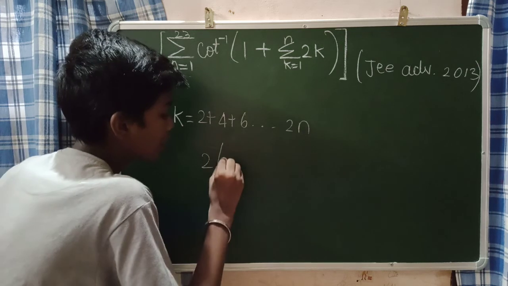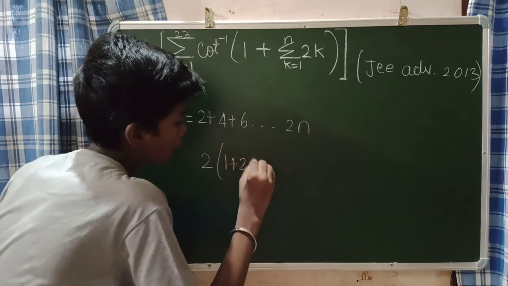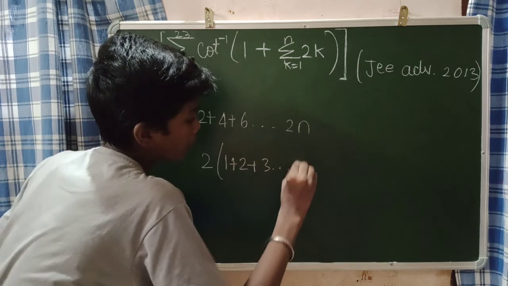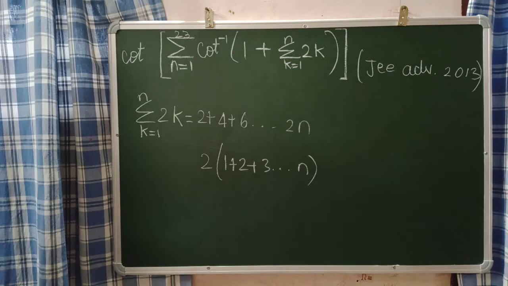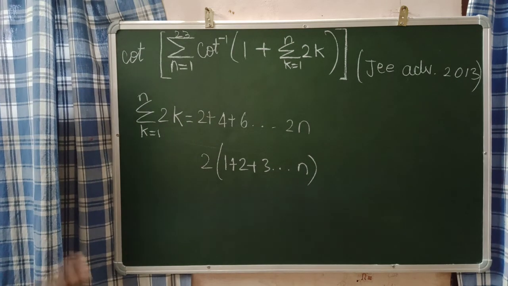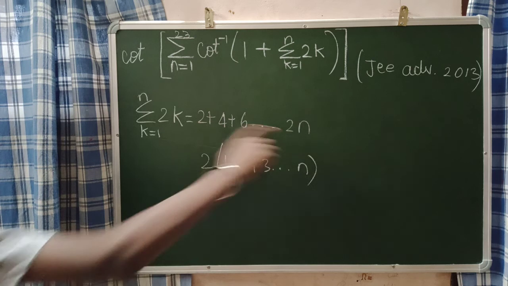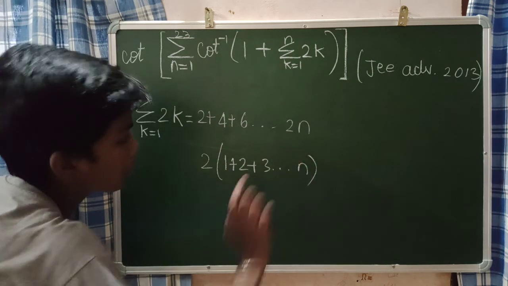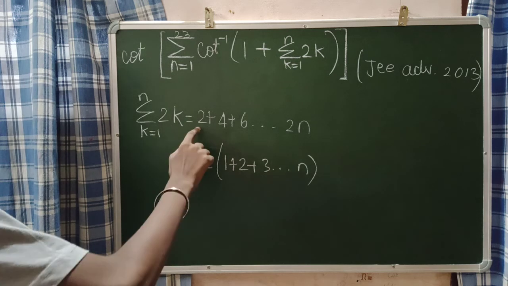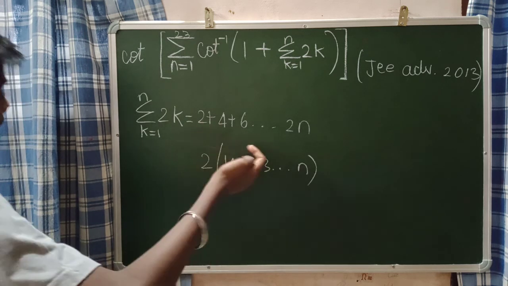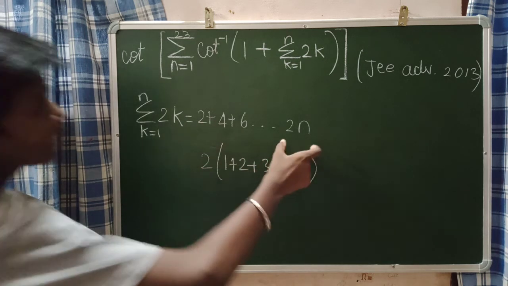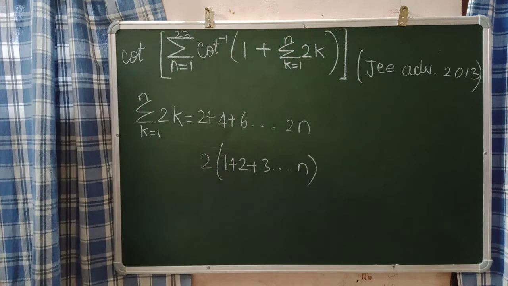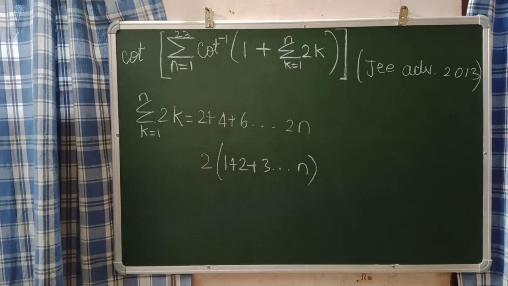Now, in this series, I'm going to take 2 common. When I take 2 common, I will get the series as 1 plus 2 plus 3 all the way up to n. Because when I take 2 common in 2, I will get 1. When I take 2 common in 4, you will get 2. When I take 2 common in 2n, I will get n. And that's what I did now.